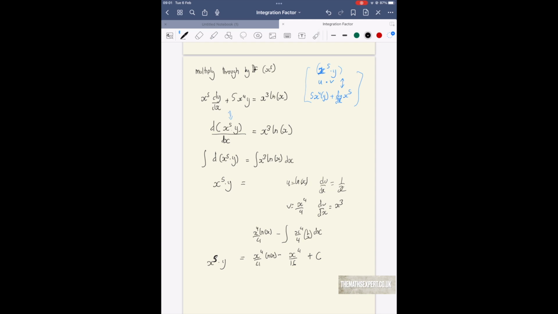Well, I'm simply just going to divide through by x to the 5. And that's actually just going to give me ln of x over 4x minus 1 over 16x plus c over x to the 5. That's the answer to the question. So, just to go through it one more time, make sure you take your steps with the integration factor. Understand when we're doing the reverse chain rule, product rule, whatever you call it. And then you'll be able to do the integration factor questions.